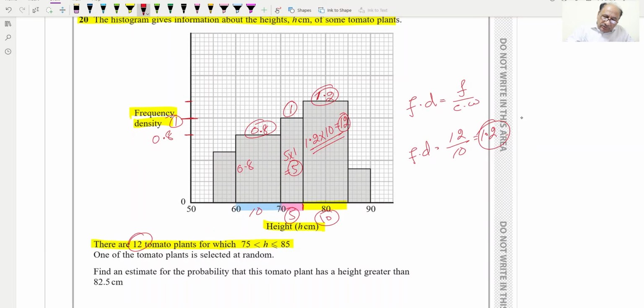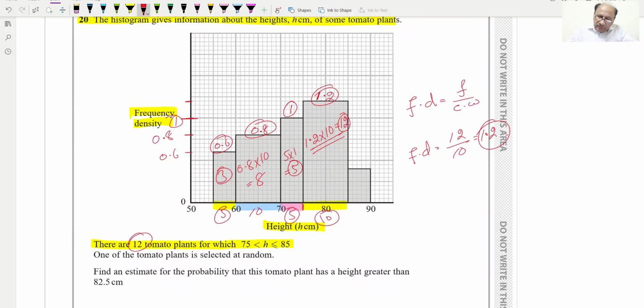So 0.8 multiplied by 10 will be equal to 8. Now this is done, and the next is height 0.6. So 0.6 will be multiplied by the class width, which is 55 to 60. So 55 to 60 is 5. So 5 multiplied by 0.6 will be 3.0, or we can write here 3. So this is also done.